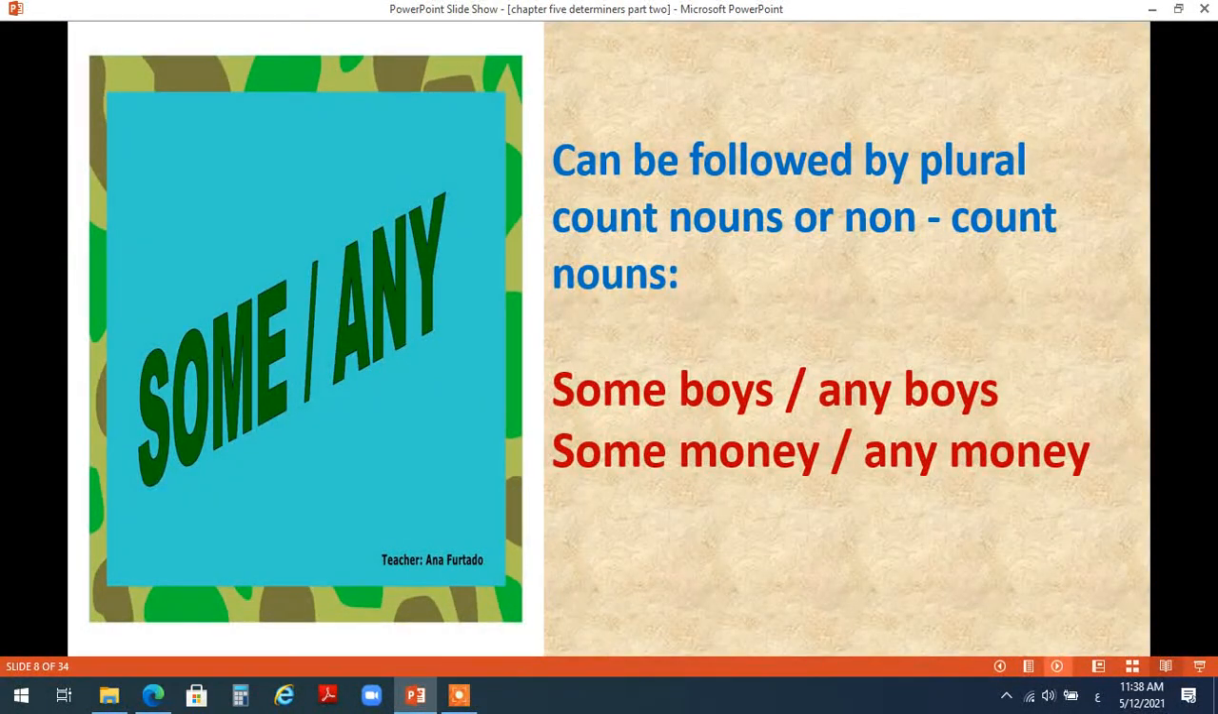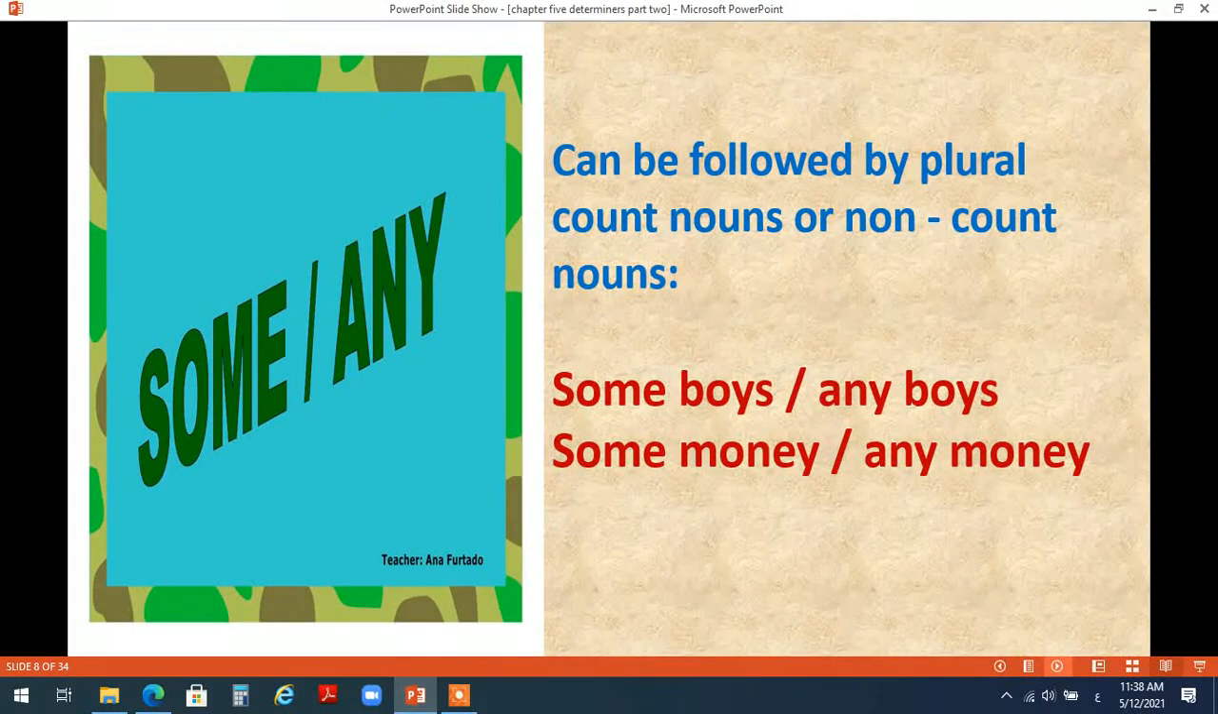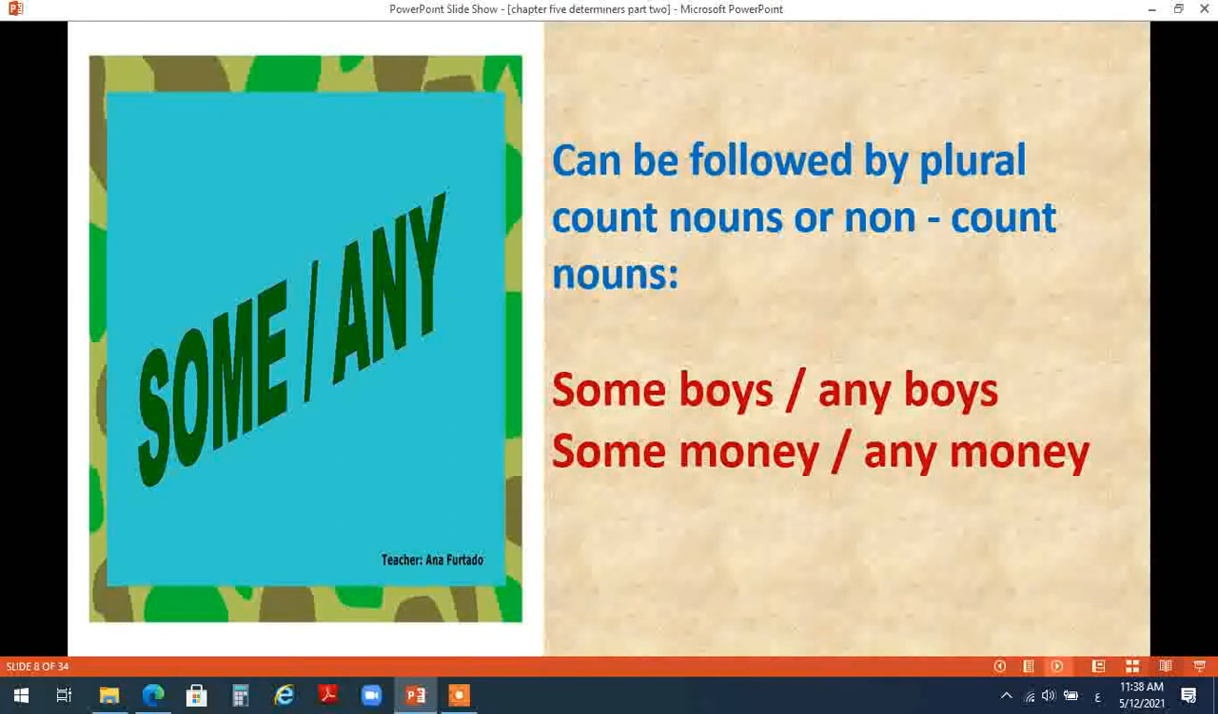The other quantifiers are some and any. Some and any can be followed by plural count nouns or non-count nouns. إذن ممكن أن يأتي الاسم بعد some أو بعد any، إما أن يكون اسم معدود في حالة الجمع، أو أن يكون اسم غير معدود. So we can say some boys or any boys. هنا جاءت متبوعة باسم معدود في حالة الجمع، أو ممكن أن نقول some money or any money. هنا أتت متبوعة باسم غير معدود، ففي الحالتين ممكنة.